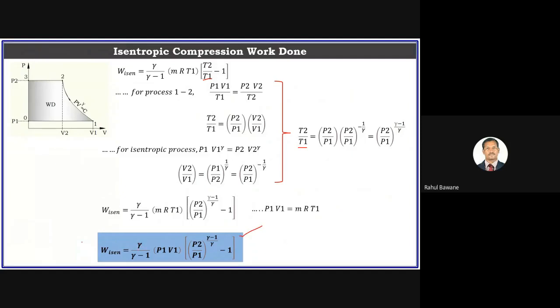So as I said, we have to simply replace n by gamma, so we obtain the isentropic work done. So formula wise it is the same for polytropic and isentropic. We have to just shift the polytropic index to the isentropic index.